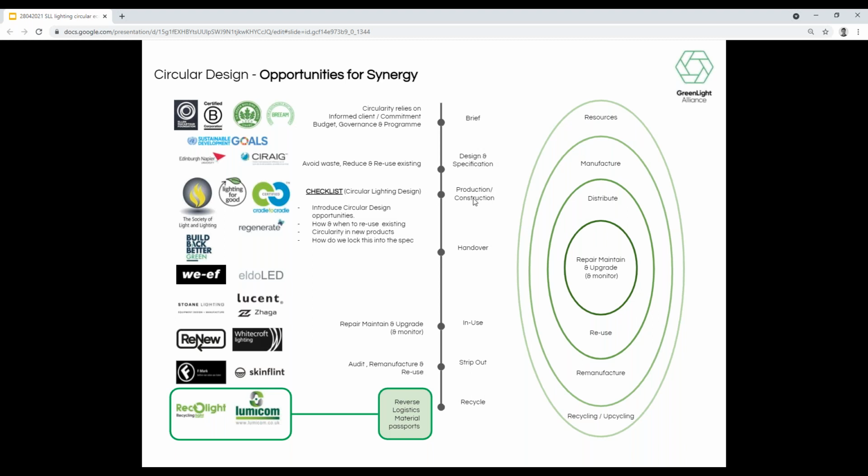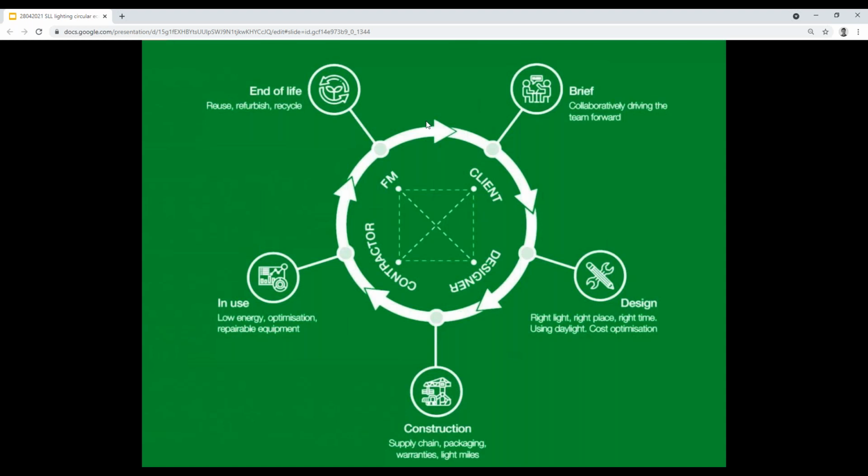So with all this in mind, I'd like to pass you over to Mark, who will now look at this from a project perspective. Hi there. Yeah, thank you, Amelia.